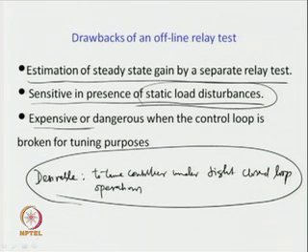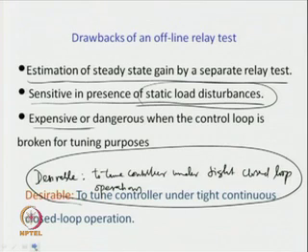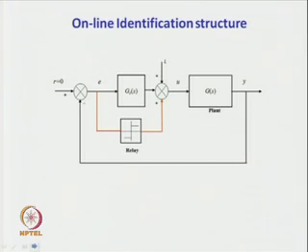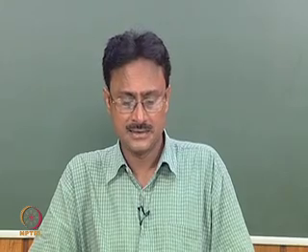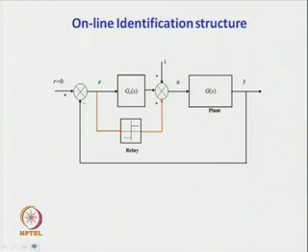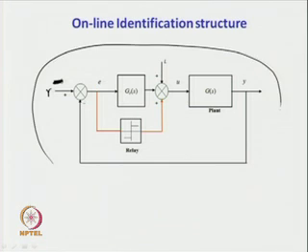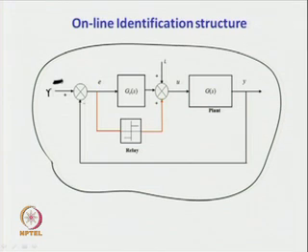Next, we shall consider some online identification structure to overcome the limitations associated with offline identification schemes. We shall consider an online identification structure, where this R is not necessarily 0. I can write it can be non-zero also. This is your reference input R simply. So, this gives us the structure of an online identification scheme.